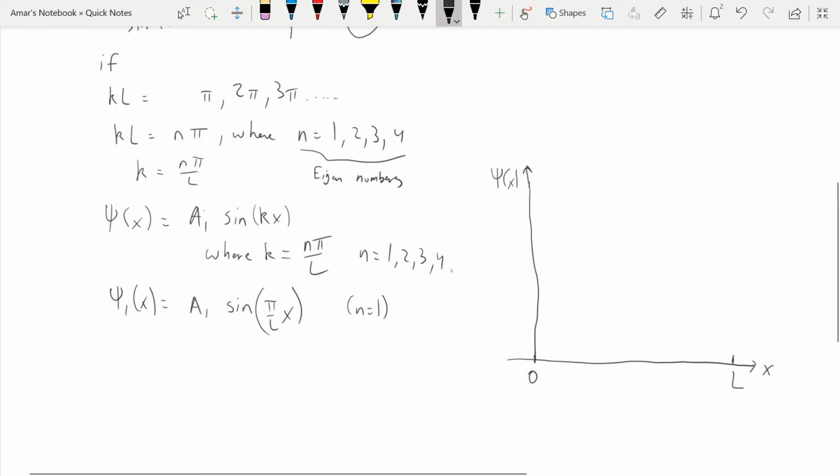What is the wavelength of this function? If we want to find the wavelength of the function, this is the wave number, k. The wavelength is 2 pi over k. So this is 2 pi over pi over L, which is equal to 2L. So if you were to graph this function, we'll do these in different colors. The first function would look something like this. This is psi 1 of x, in blue color.